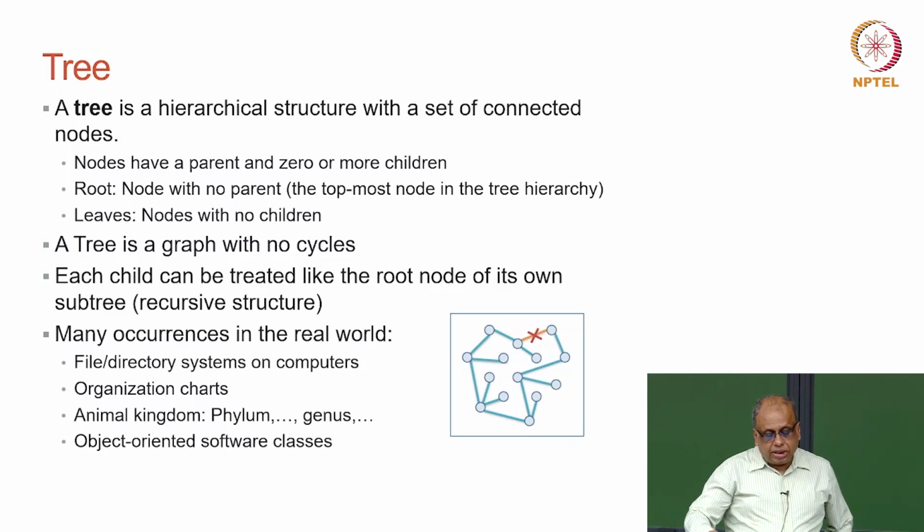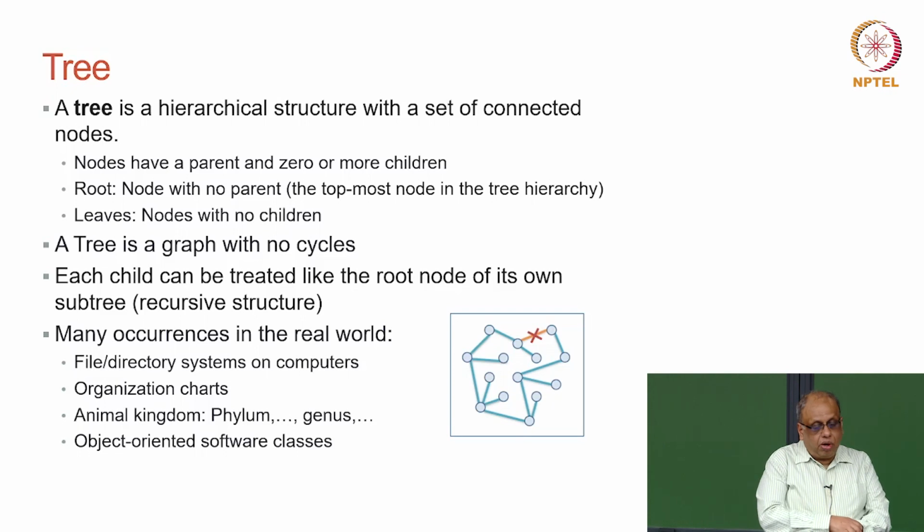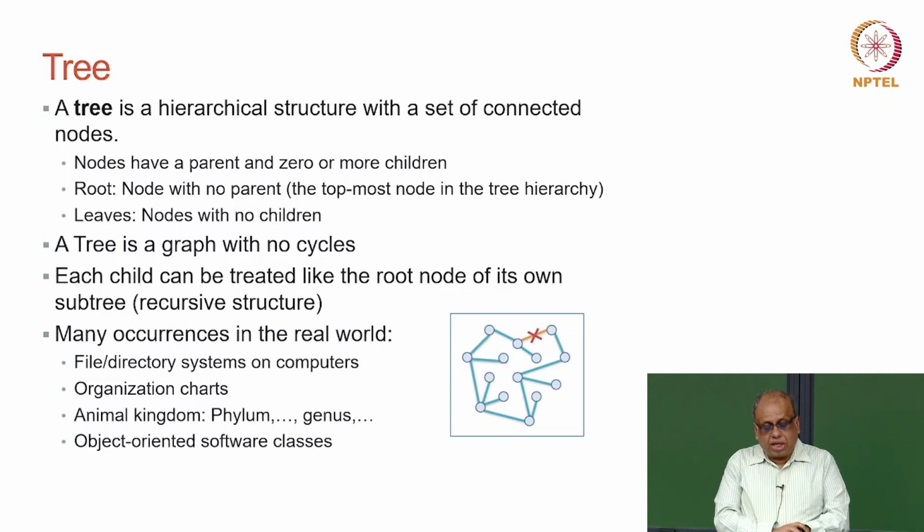So next, let us look into trees. Okay, so a tree, as you all know, is a simpler structure than a graph. It is a set of connected nodes. Nodes have a parent and zero or more children, and the root is a node with no parent, and leaves are nodes with no children. So a tree is nothing but a graph with no cycle. It's a simpler form of a graph.